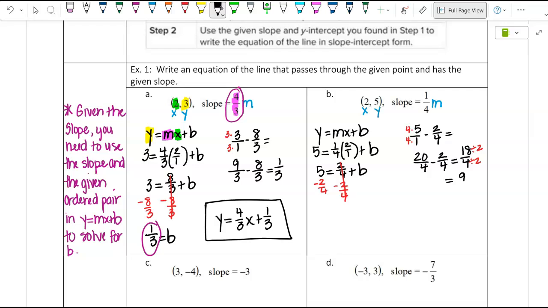So this equals 9/2. So 9/2 equals b. And again, we're going to leave it an improper fraction as long as it is reduced to its lowest terms. We're not turning it into a mixed number. We're not turning it into a decimal. We're just going to leave it as an improper fraction. So y equals, now this is where I'm going to take that slope I was given, the y-intercept I just found, y equals 1/4 x plus 9/2.